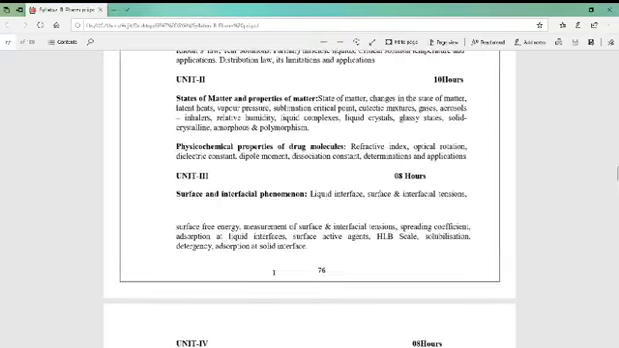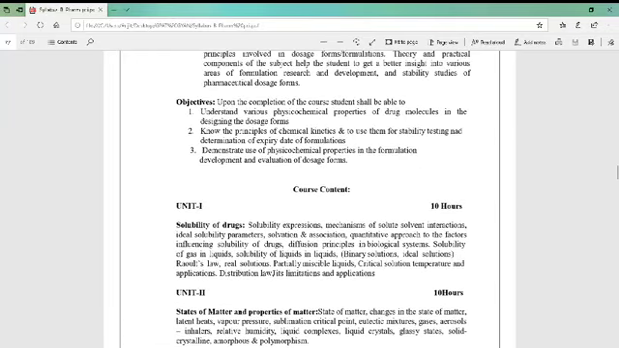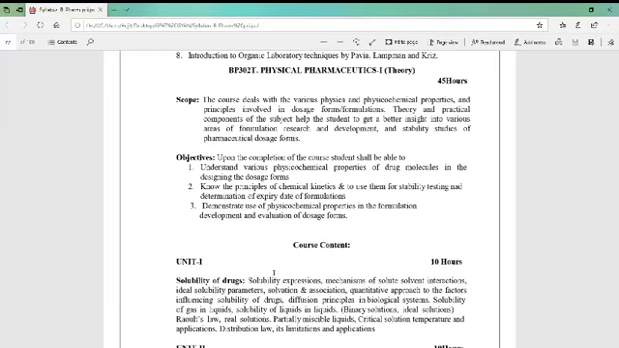Physical Pharmaceutics 2 is also there in semester 4, but I will first start Physical Pharmaceutics 1. So that is the little introductory session from my side. Thank you everyone.